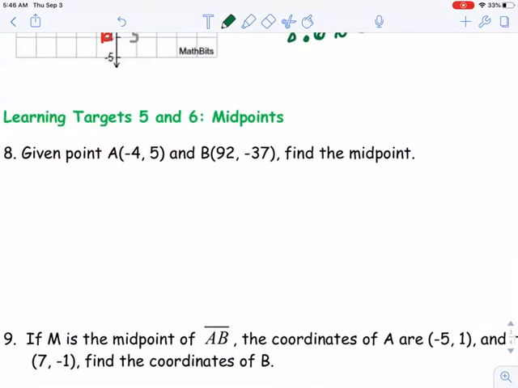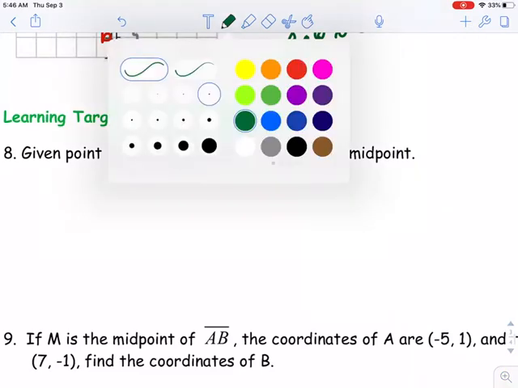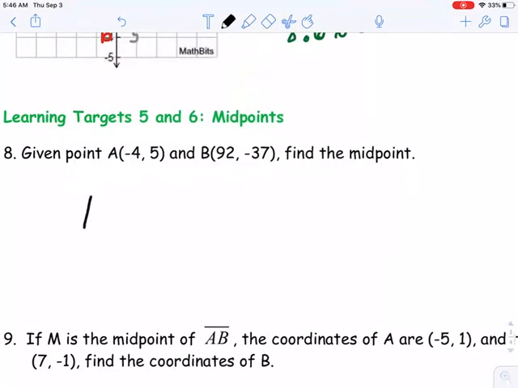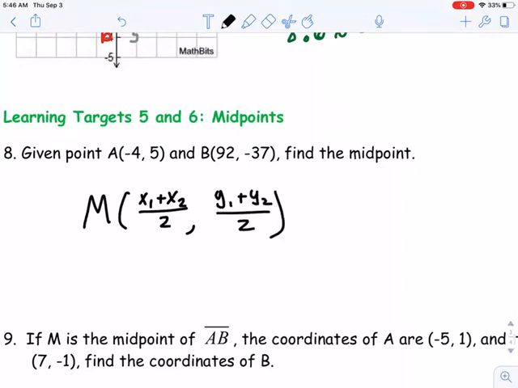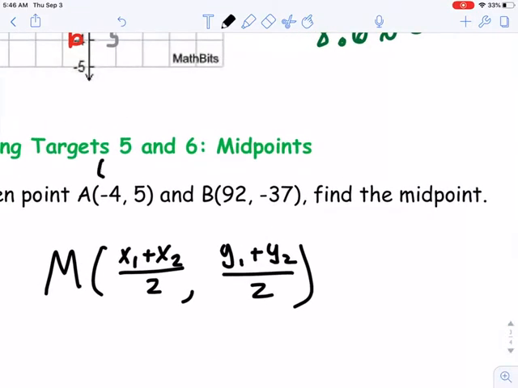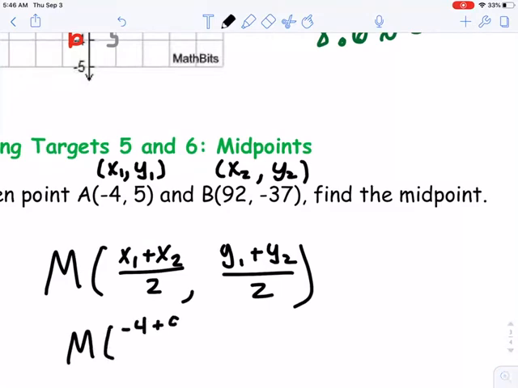Given point A, -4, 5, and B, 92, comma, -37, find the midpoint. So let's review. We have this midpoint formula. You're basically just averaging the coordinates and it tells you the middle. You're adding the two coordinates together and dividing by 2, and it's going to tell you the coordinates of the midpoint. So basically I got x1, y1, x2, y2. This is the formula, but remember, if we're given a graph, we can use other techniques like counting and using some logic.